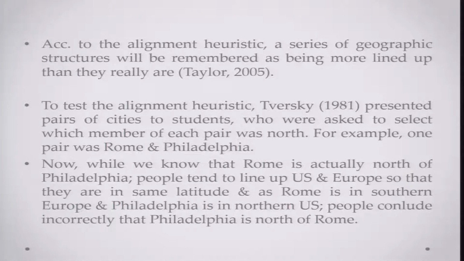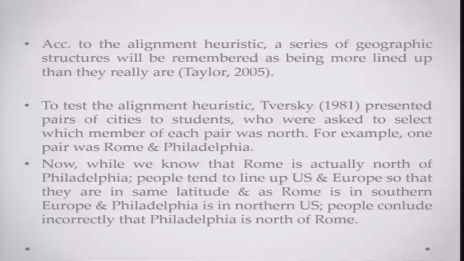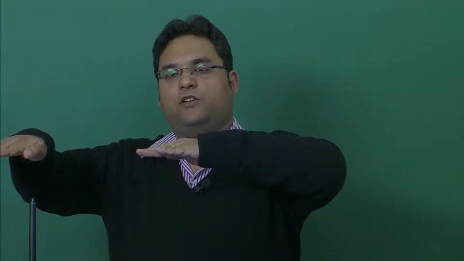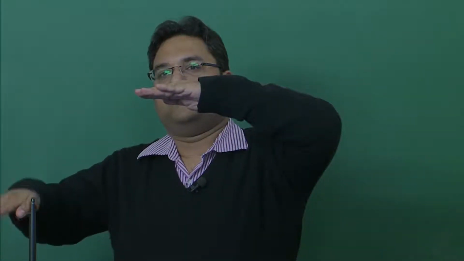Now, what people do is they try and align Europe and US in such a way that they are lying on the same latitude, and what results is that people conclude incorrectly that Philadelphia is north of Rome, because Rome is in the southern part of Europe, Philadelphia is in the northern part of US. So, if you are imagining them as aligned to each other, you will think that Philadelphia is northern and Rome is southern, while in actuality, as you can see in the figure here, Rome is slightly towards the north as compared to Philadelphia.